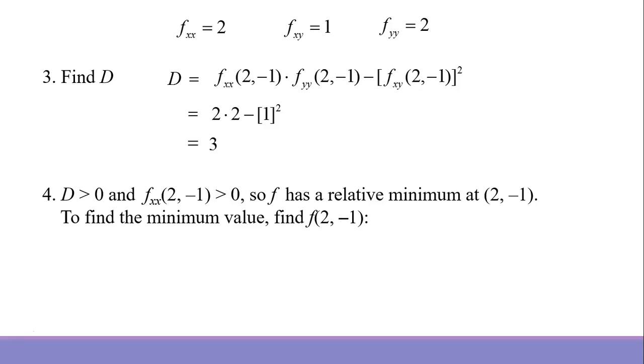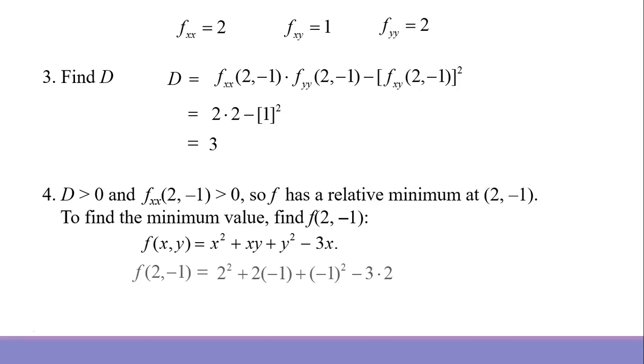Now to find the actual relative minimum value, we'll have to substitute 2, negative 1 into our equation for x and y to in essence get the z value for this point that's in three-dimensional space. So we'll substitute 2 for x and negative 1 for y, and we get a value of negative 3. So our minimum value is negative 3, but in terms of where this fits on the graph of this function, it's the point 2, negative 1, negative 3.